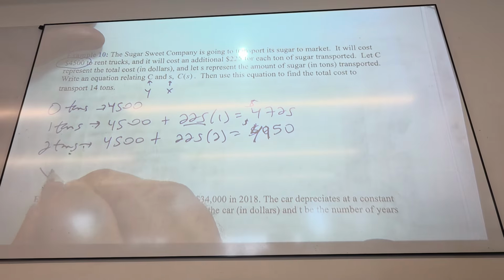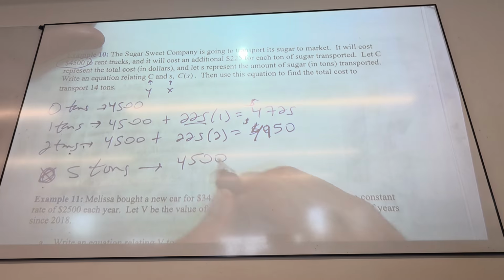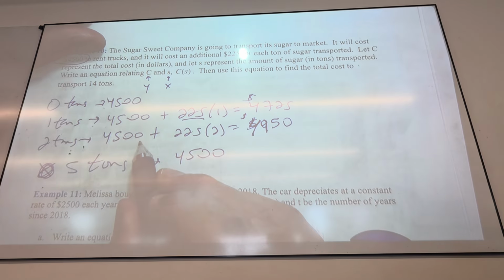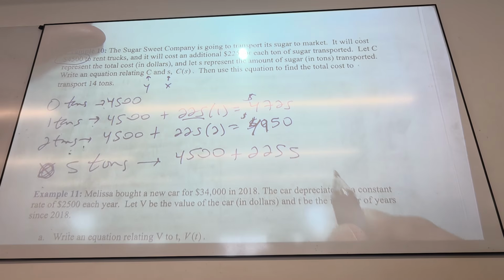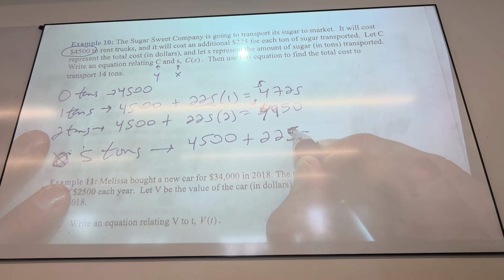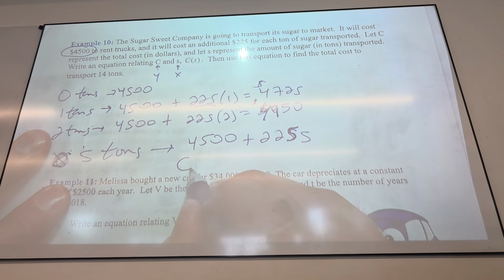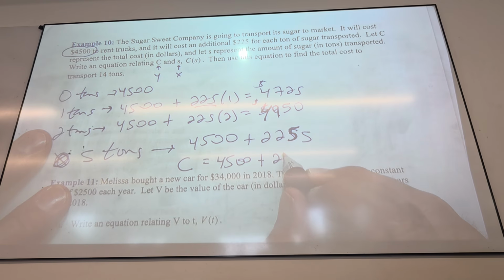And so what if I do S tons of sugar? What will it be? 4,500 plus 225 S. That's why I don't use S. Look at my 5 and my S. So the cost will be 4,500 base amount plus 225 per ton of sugar.